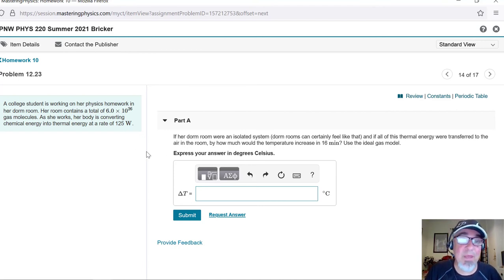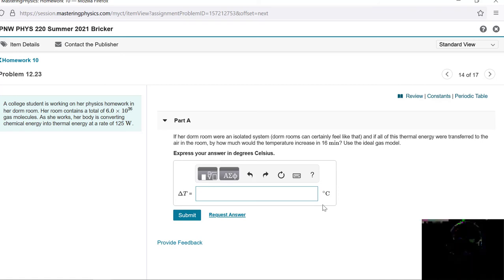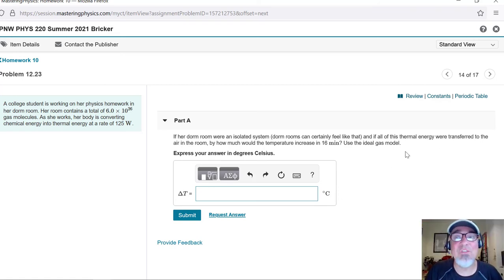Okay? If her dorm room were an isolated system, and it says here dorm rooms can certainly feel like that, and all of this thermal energy were transferred into air in the room, by how much would the temperature increase in 16 minutes? And use the ideal gas model. And then here we want the answer in Celsius. Okay, good. And again, I've said this throughout the semester, but you can hit this review button to see what section of the book this problem comes from. Okay, let's take a look at it.